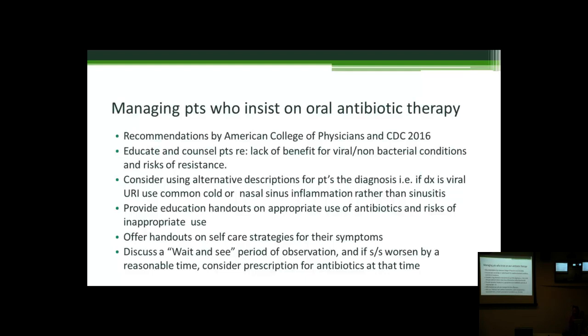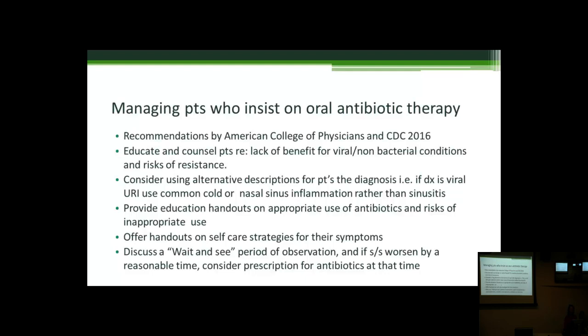Having handouts available with proper education about antibiotic overuse versus other self-care measures. Walking out with something is really helpful for patients. Whether they read it or not is a different issue, but hopefully they'll be able to pay attention to that. But if you spend the time and the effort, it really does help in the long term too.